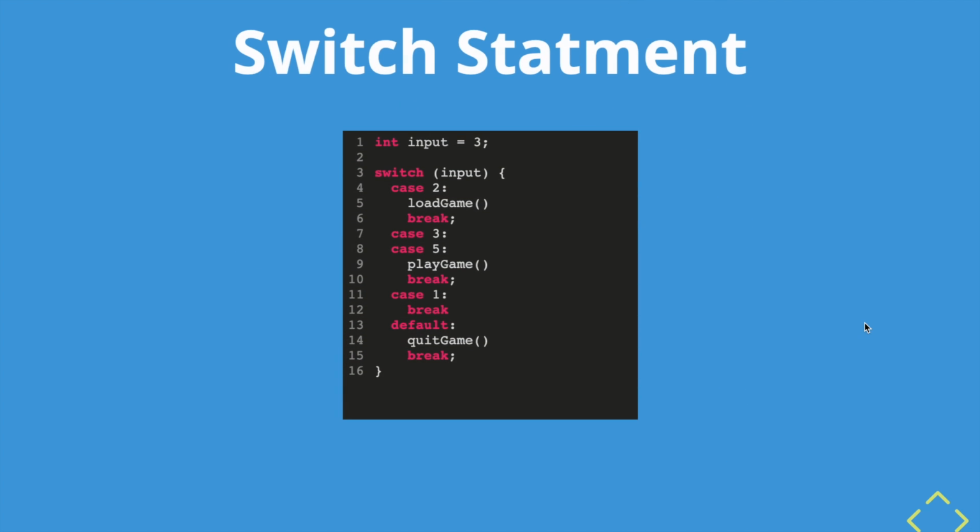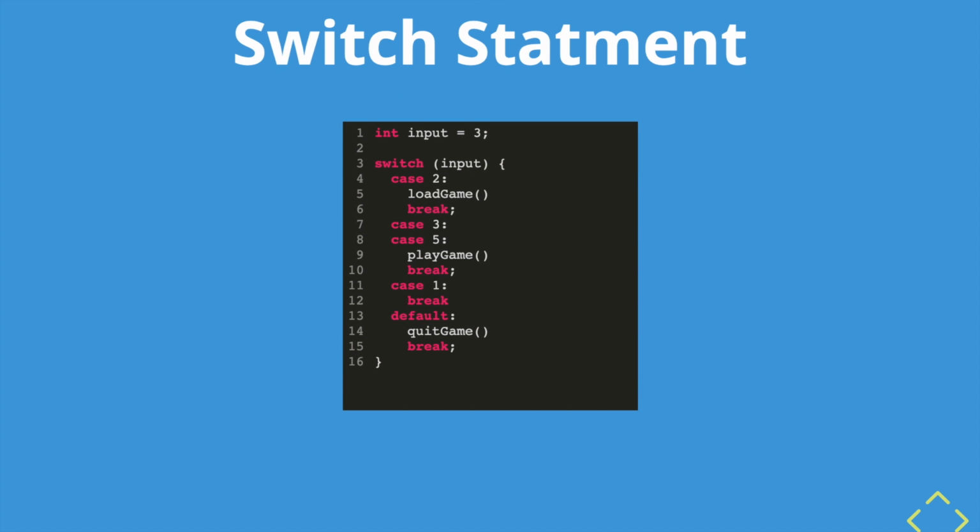Let's take a look at another one. This time we're going to use an integer instead of a character, and you'll notice that we can switch on different numbers. We can have different numbers next to each other, so case 3 and case 5 both mean play game. And we can have some cases that don't do anything, they just go straight to break.